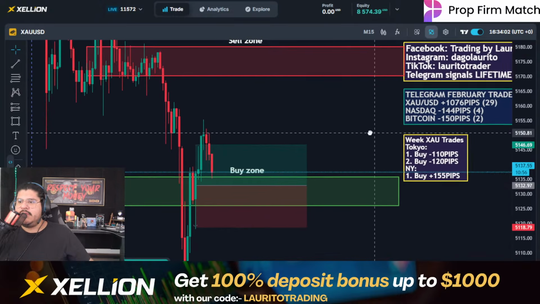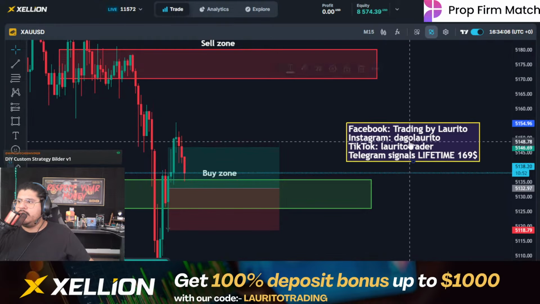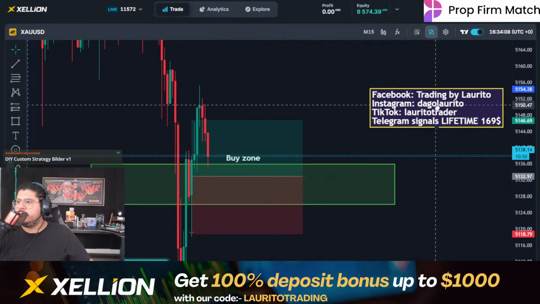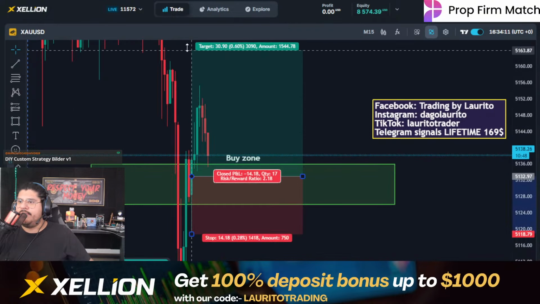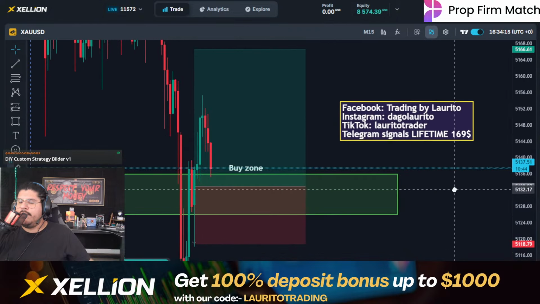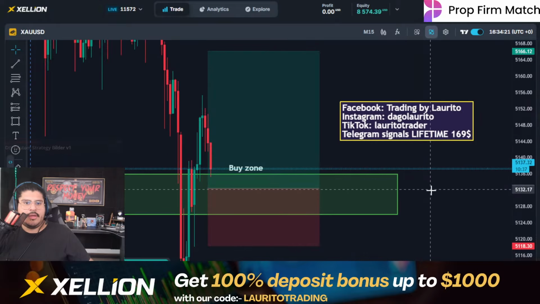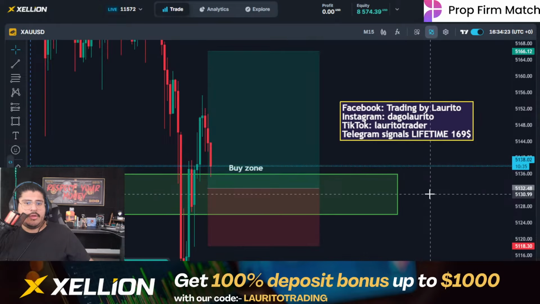Bueno, ya ahorita estamos aquí, así que nos vamos a enfocar en la zona de compra. So well, here we need to wait for the candle confirmation, guys. Do you have an entry you're showing us? Or are you waiting for the arrival? I'm waiting for the arrival at the area, guys.